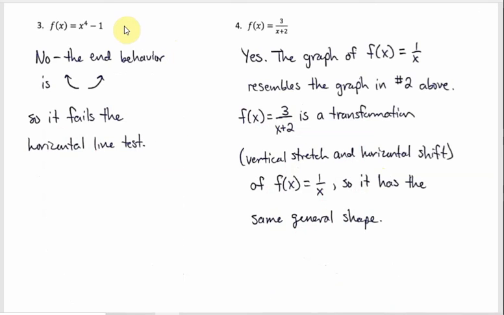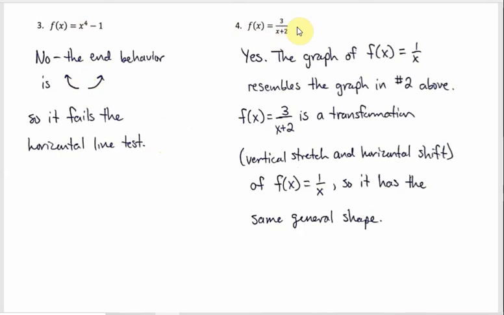For number 3, the only power that's there is an even one, so that's kind of a red flag to begin with. But if you just think about what the end behavior is like, both ends are going to point upward, right? Because that's an even power in the leading term, and you have a positive coefficient of the leading term, since the coefficient's 1. So the ends are both going to point up. So somewhere there's got to be a horizontal line that intersects that twice. So it's going to fail the horizontal line test.